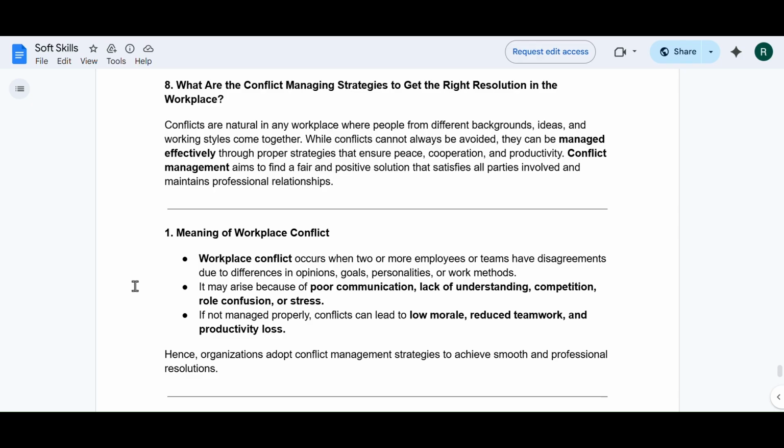Why does this arise between two groups or two individuals? It happens when there is poor communication, lack of understanding, competition, role confusion, or even if we have more stress. If we do not manage it properly with the right resolution, it may lead to low morale, reduced teamwork, and also productivity loss. So we need to adopt conflict resolution techniques and apply them when a conflict occurs.